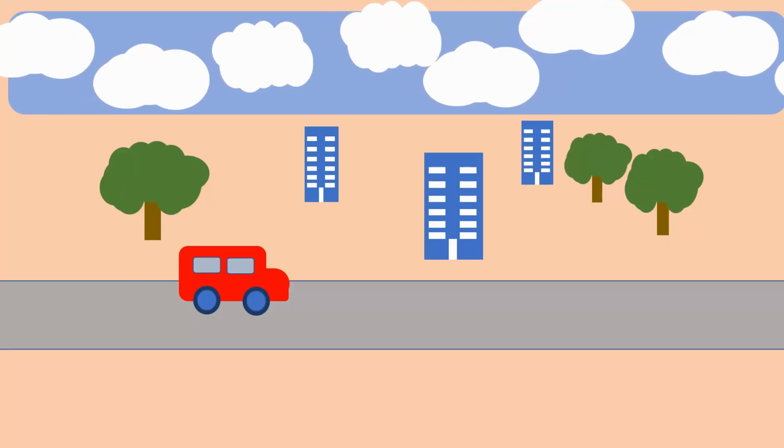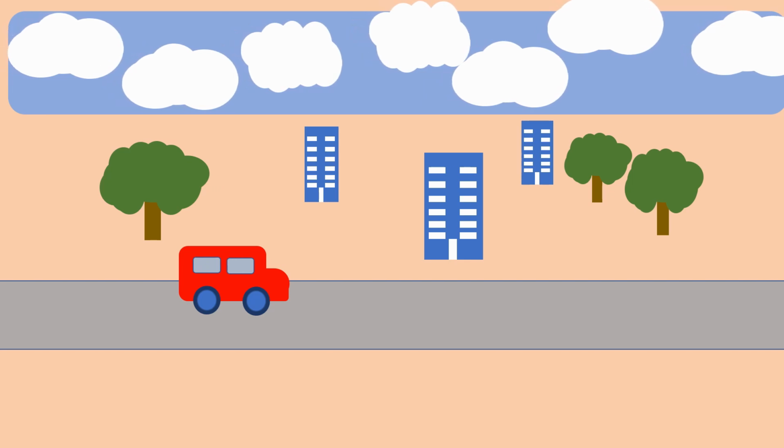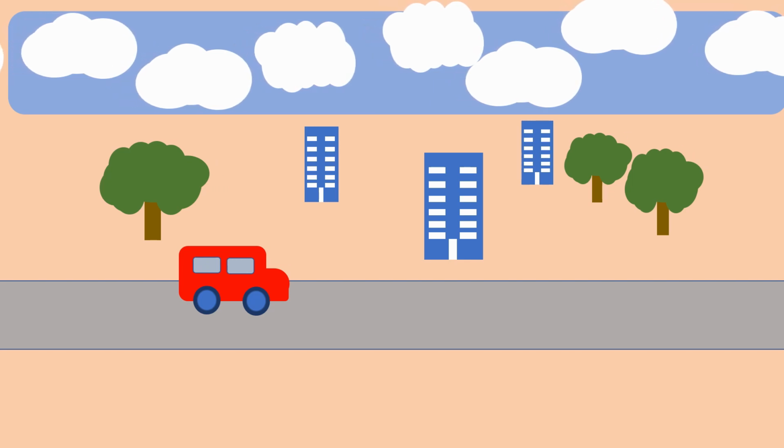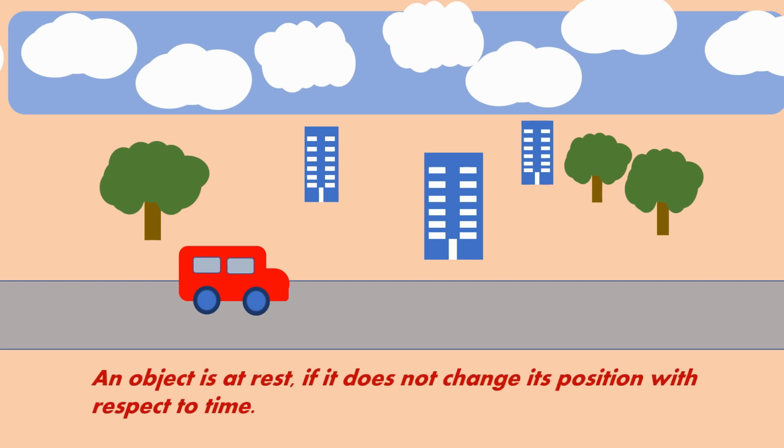So you can see a car which has been parked near a tree and it is not moving at all. So we can say that the car is at rest. An object is said to be at rest if it does not change its position with respect to time.